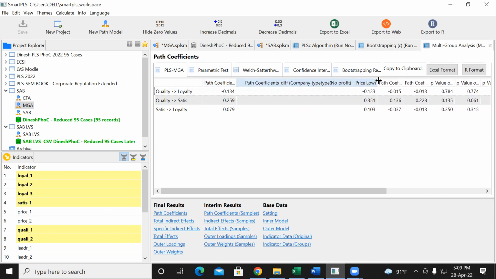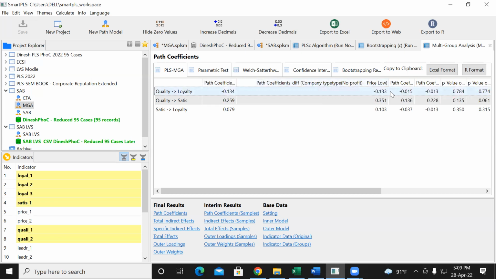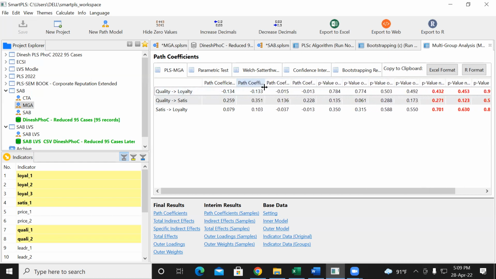Now company type and price low company group. That also compares the difference of the path, not-for-profit; it should be meaningful for your research. I'm just using these as examples, right? Now they deduct the company type 1 group's path from the price low company group's path value. That is minus something. Likewise, you can see the path differences they calculate.